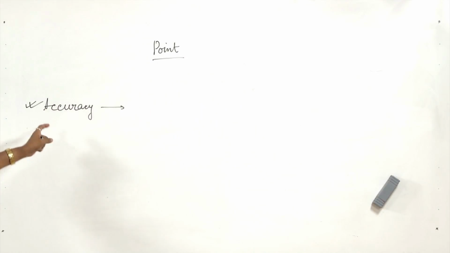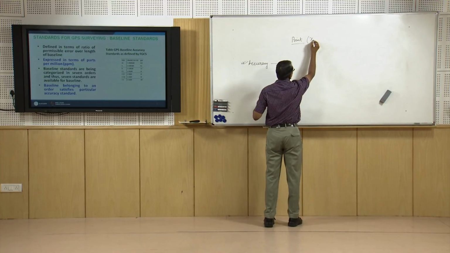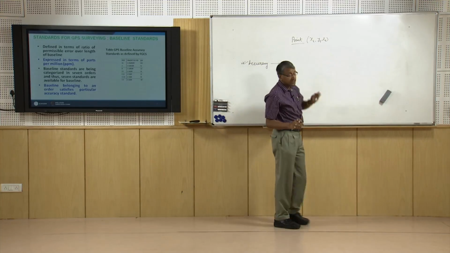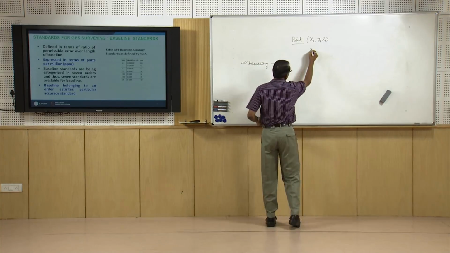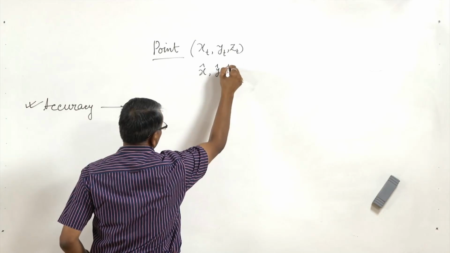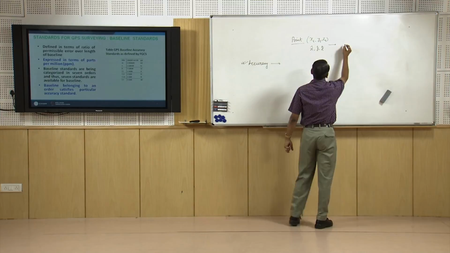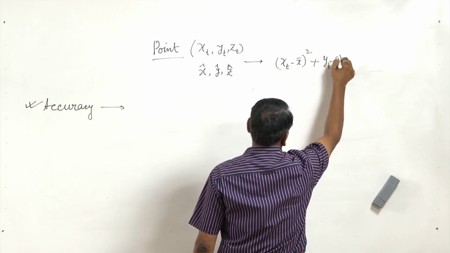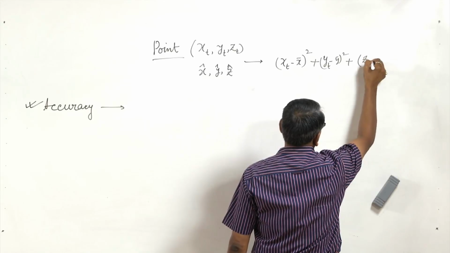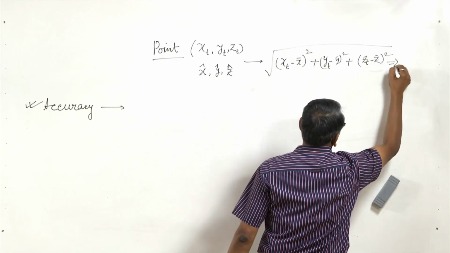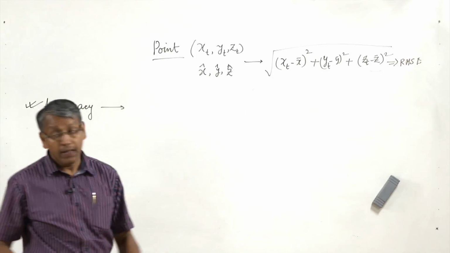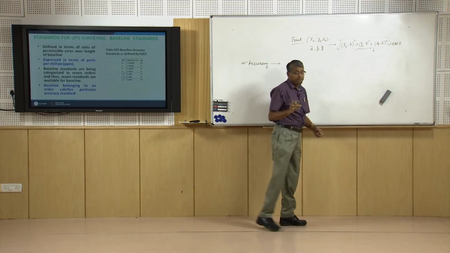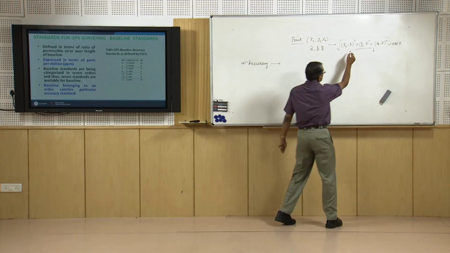As I told you, we take accuracy measures when we know the true values of the position of the point. Suppose a point has xt, yt, zt as the known point, and the observed value for that is x bar, y bar, z bar. Then we will have xt minus x bar square, yt minus y bar square, zt minus z bar square, square root, that is the root mean square error of the point. Now we have to see what is the value of this. This is the 3D position.